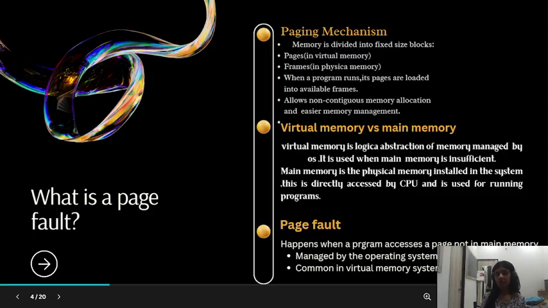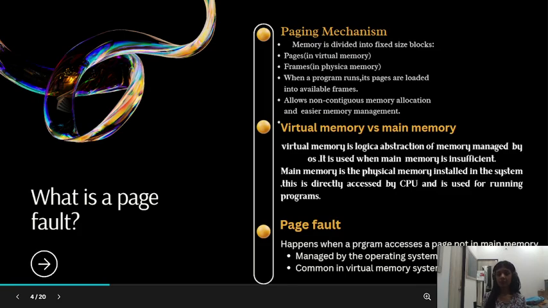Virtual memory is a logical abstraction of memory managed by OS. It is used when main memory is insufficient. Main memory is the physical memory installed in the system. This is directly accessed by the CPU and is used for running programs. So here virtual memory comes into picture only when the main memory is insufficient. The main memory is directly accessed by the CPU, but if there's no more space left, then we come to the virtual memory. It has sufficient space to be utilized.